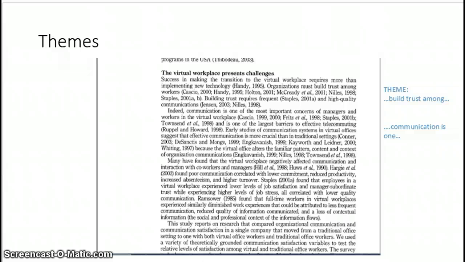And we can see here the two authors gave two different themes that I pulled out here, where it says organizations must build trust among workers. And in this theme, they're talking about organizations. And the next theme that I pulled out here was, indeed, communication is one of the most important concerns of managers and workers in the virtual workplace. Right here, the rolling theme is communication.